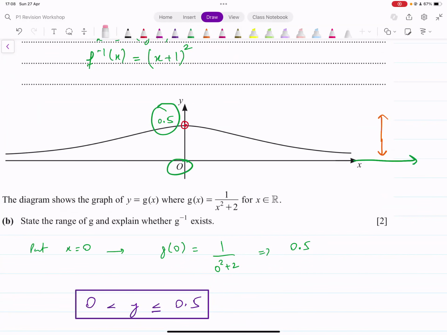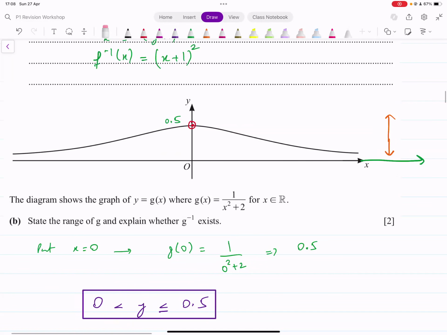We put an equal to sign with 0.5 there because 0.5 is actually part of the graph. But we do not put an equal to sign with 0 there because it's not becoming equal to 0. It's only approaching 0 on the x-axis. Okay? That's what the range of this function is going to be.